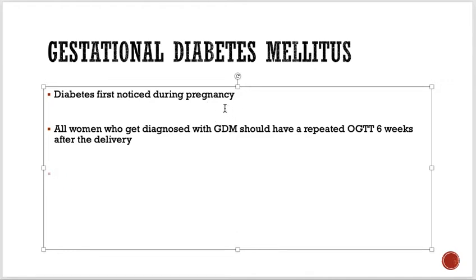There is increased chance of stillbirths. There is increased chance of hypoglycemia in these babies. There is increased chance of polycythemia in these babies. There is increased chance of hypocalcemia in these babies. There is increased chance of delayed birth or stillbirths. And also these women have increased chances of preeclampsia as well.